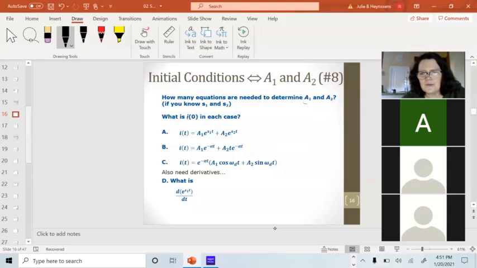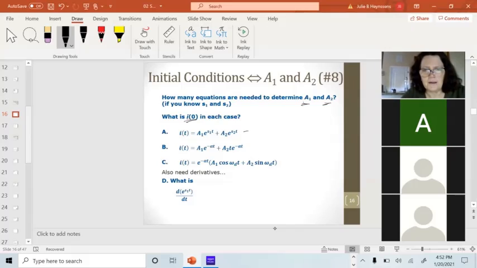Now, to determine my 2 unknowns, A1 and A2, I'm going to need 2 equations. 2 unknowns, 2 equations. Assuming we can go back to that other slide and calculate S1 and S2. So this is how you get the 2 equations. I'm going to plug in t equals 0 into each one of these equations.